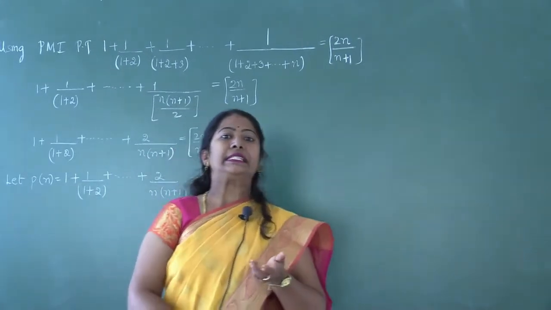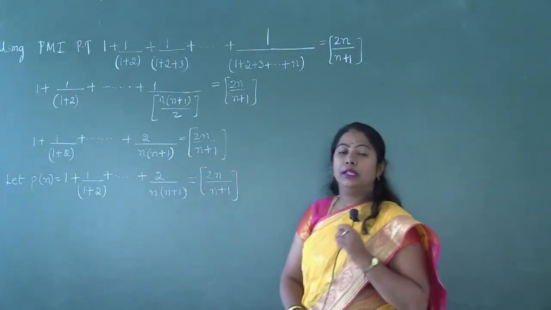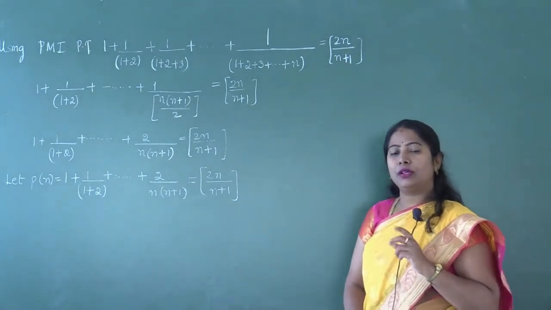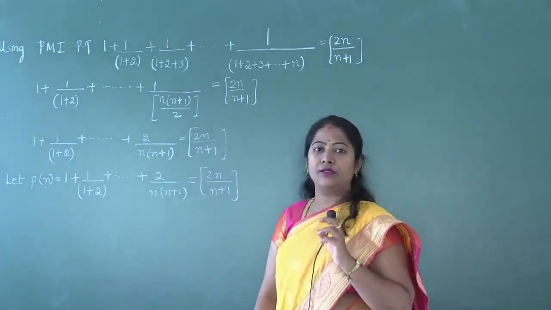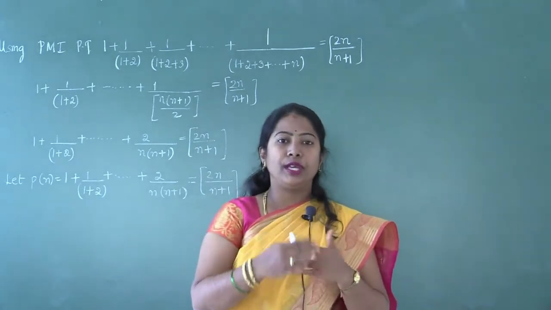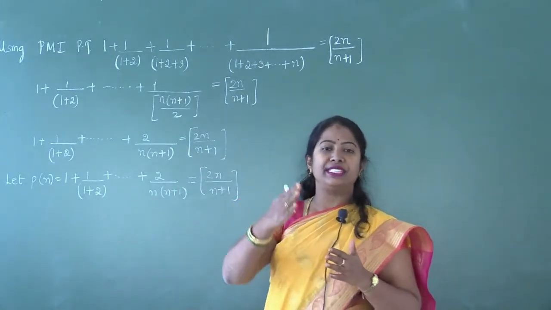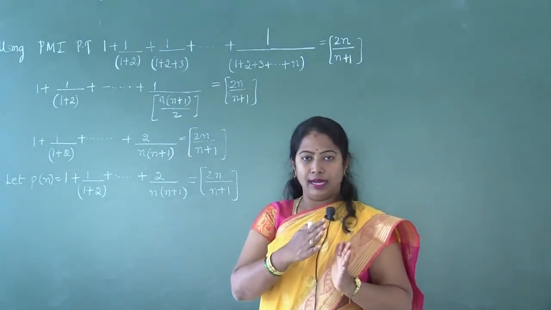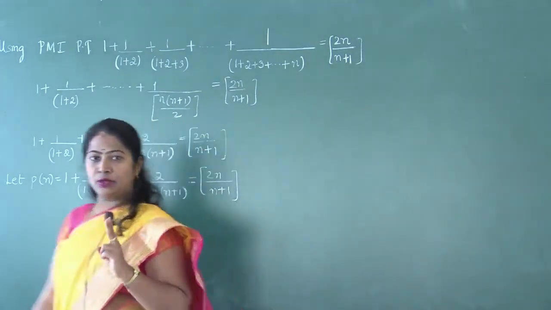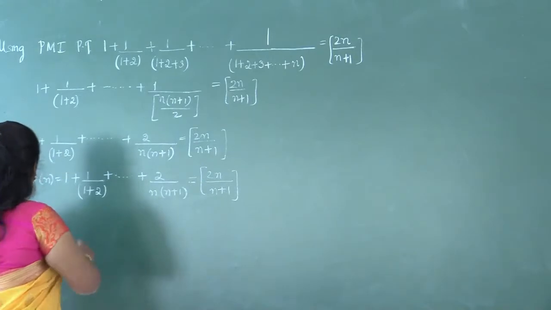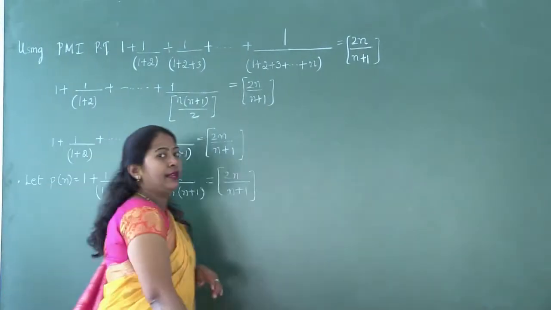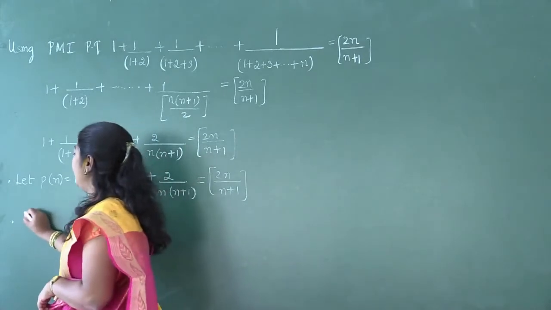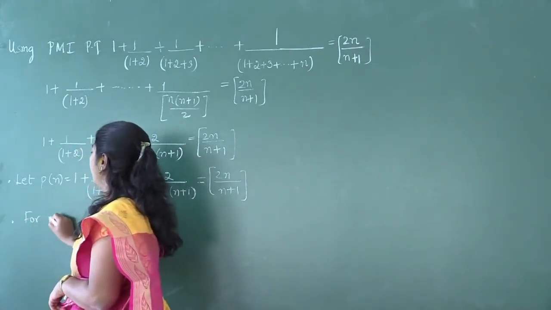Now what is the next step? Assume that the given statement is true for n equal to 1. This implies that wherever there is n in the LHS or in the RHS, we are supposed to substitute the value of n equal to 1 and check whether LHS is equal to RHS. This is all about step number 1. Now moving on to step number 2, that is for n equal to 1.